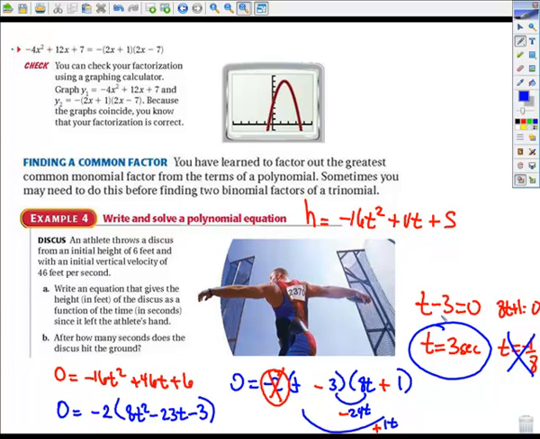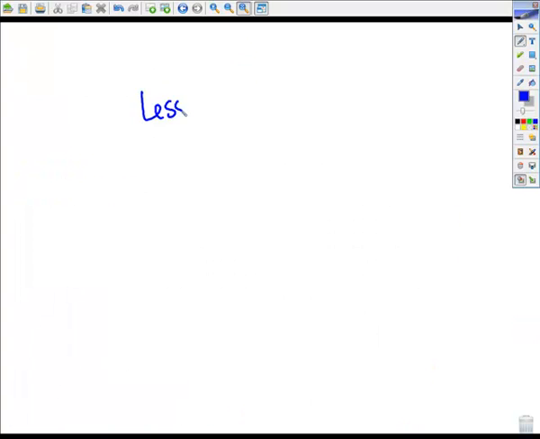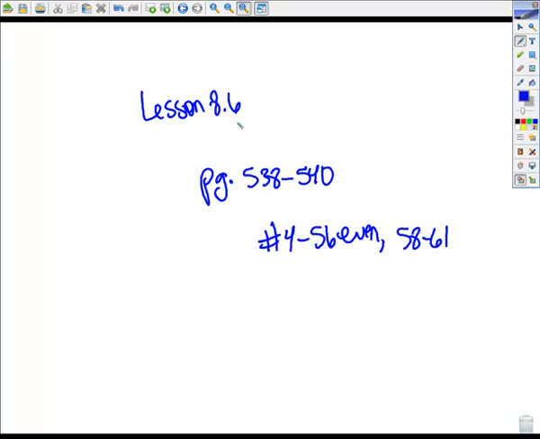All right, so here is your assignment for 8.6 if you'd like to get started on it. It's page 538 to 540, numbers 4 to 56 even, and 58 to 61.